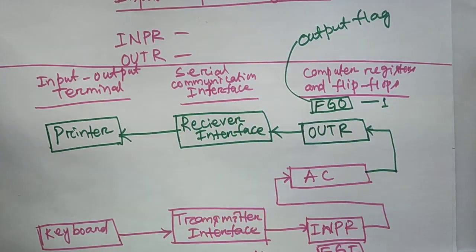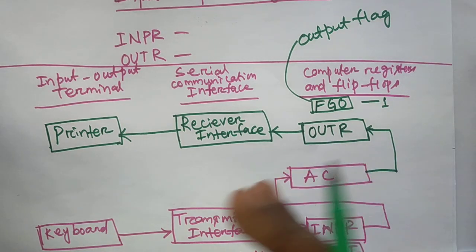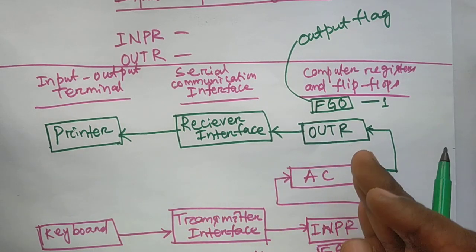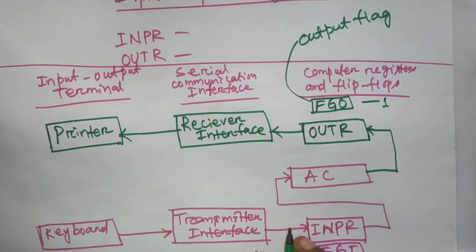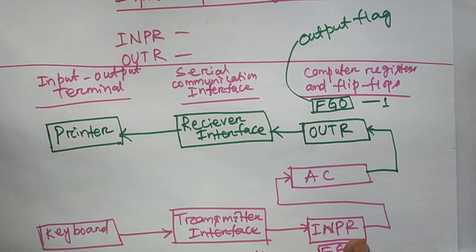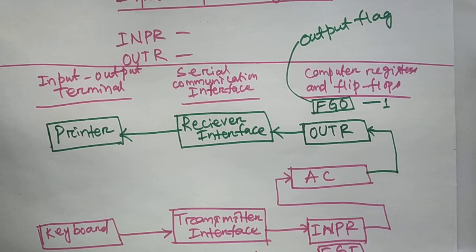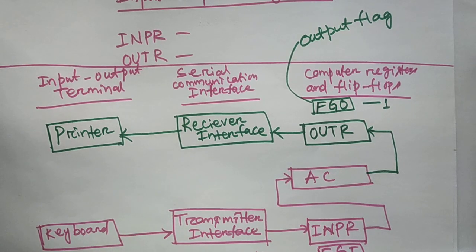The middle part is the communication interface, the serial communication interface. That is the receiver interface, if we receive data from the output register to the printer, or the transmitter interface that transmits the data from the keyboard to the input register. And the last part, which processes and stores the data, is the computer registers and flip-flops. The role of flip-flops is to define that the particular register, input register or output register, should be active. If it is inactive, it cannot receive or send data.